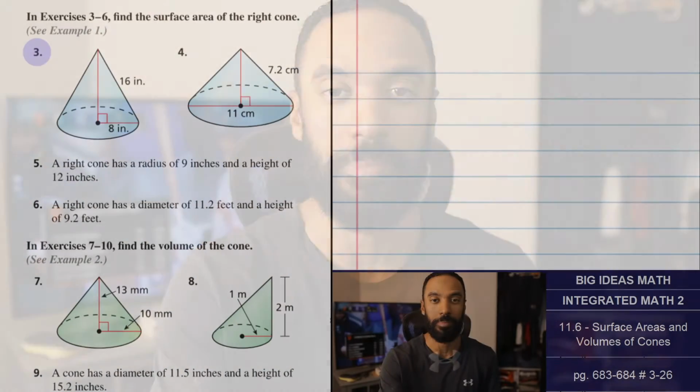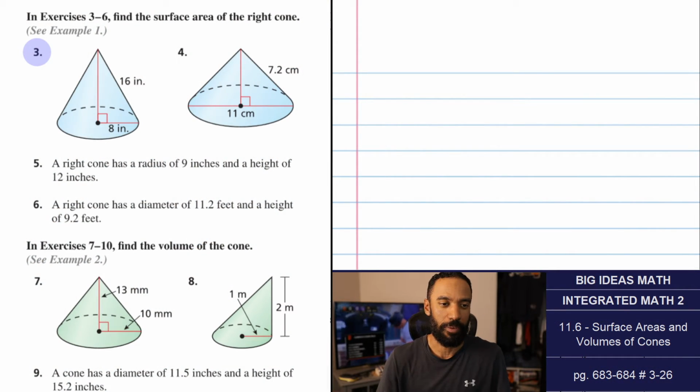Okay, guys, we are going to jump into the problem set numbers 3 through 26. Let's see if this goes very swimmingly. If you have questions, always write in the comment section down below. I'd be more than happy to answer, especially if I'm insufficient with my answers here.